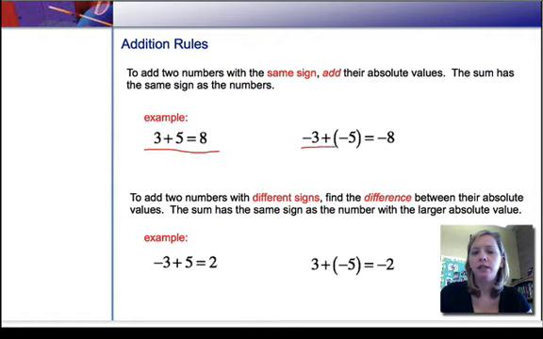It's a little bit similar, but also a little bit different. We have negative 3 plus negative 5. The first number is negative, the second number is negative, so they have the same sign, and I'm adding them, so I add their absolute values. The absolute value of negative 3 is 3. The absolute value of negative 5 is 5. Add them together, I get 8, but remember, the sum has the same sign as the original numbers, and those original numbers were both negative. So my sum is going to be negative.